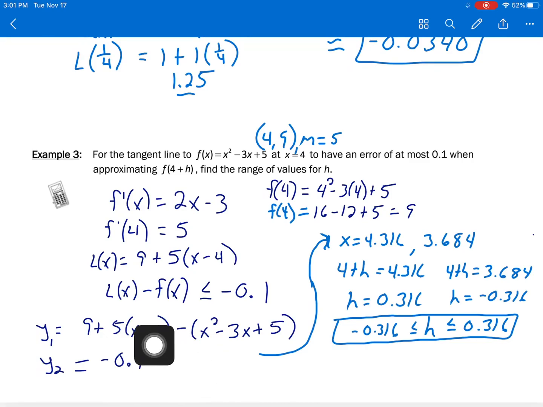in the output of your function values on the line versus on the actual function. Okay, so that's it. That's a little introduction to some linear approximation.